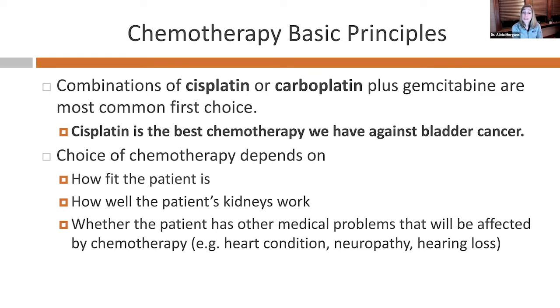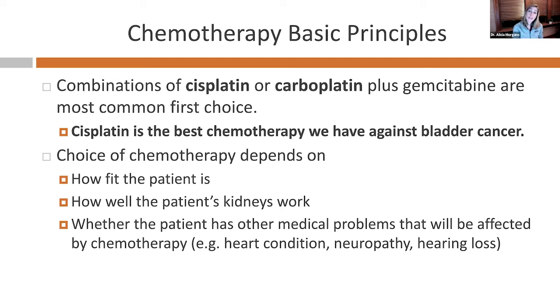How well the patient's kidneys work, is their creatinine number still at a low level? That helps us choose between cisplatin, which needs really high functioning kidneys that are healthy and happy, or carboplatin, which can be given even if the kidneys are not so good. Actually, even if the kidneys are not working at all, the patient has to be on dialysis. So that's a decision point.